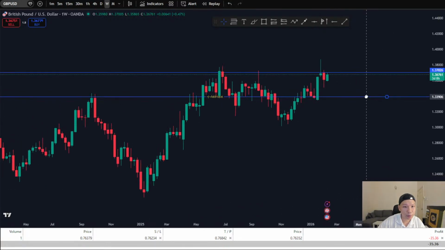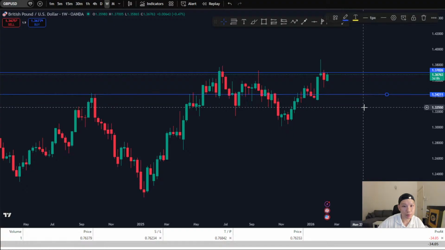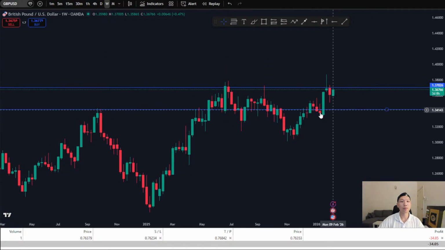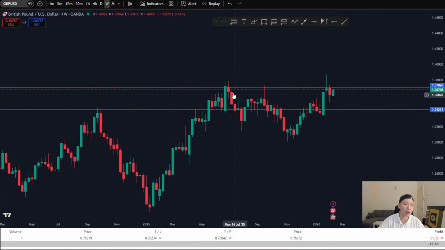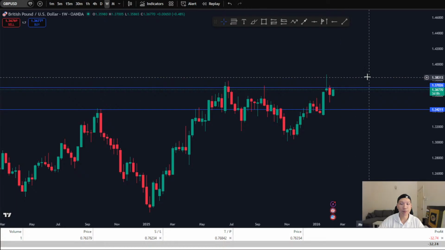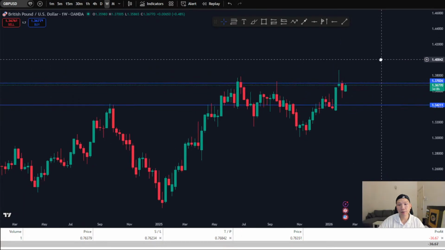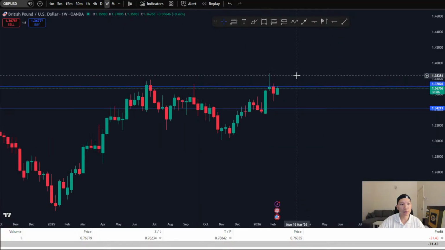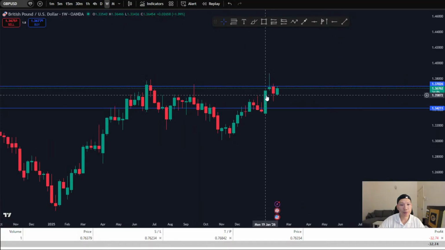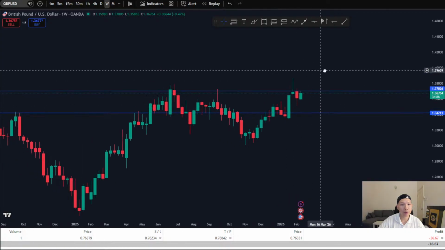Yep. The range is actually right here. See? It's actually right here. This is the range. The price is still agreeing to play around this spectrum, Great Britain Pound in US dollar. A little bit of a broke out compression, broke out the ceiling, came back to the range again.